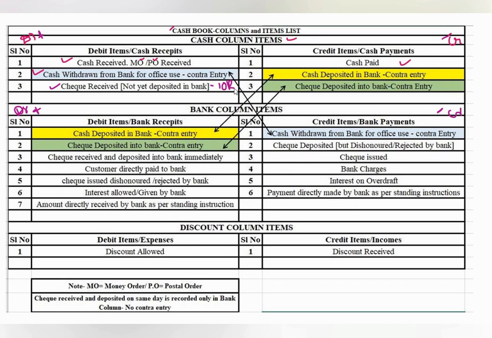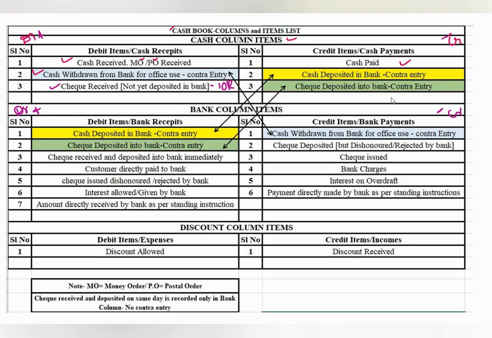After a few days, you have to see in the question if the check is deposited. Obviously, we cannot keep the check with ourselves, right? We have to deposit it, or we need to transfer the check to somebody else. If we transfer the check to somebody else, we need to reduce that amount from the cash side. So we will write it like the check transferred to Mr. X, something like that, and credit that item in the cash column.